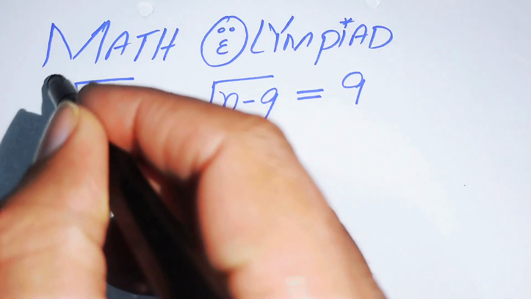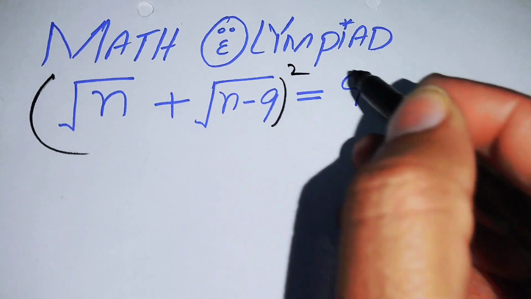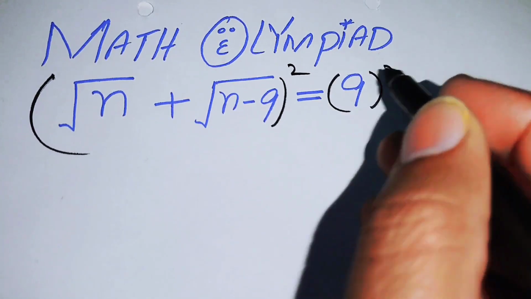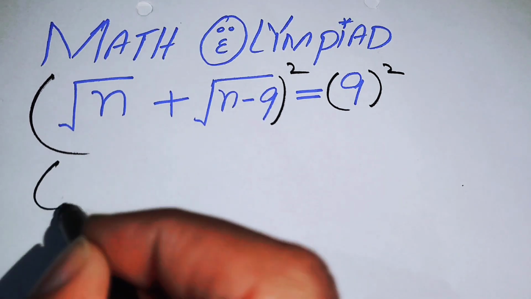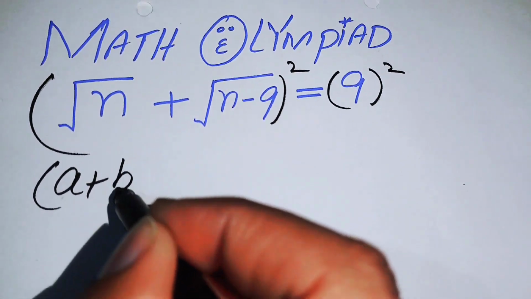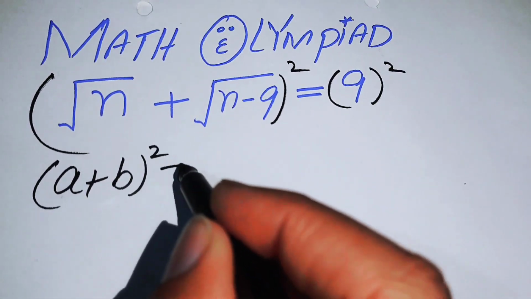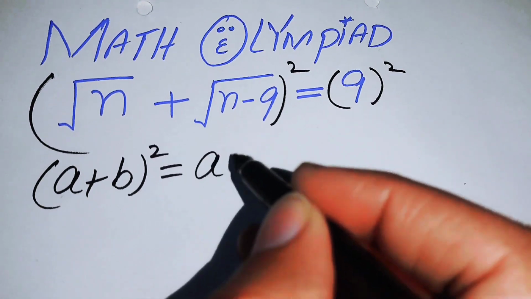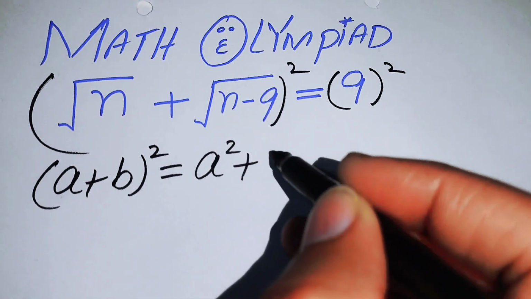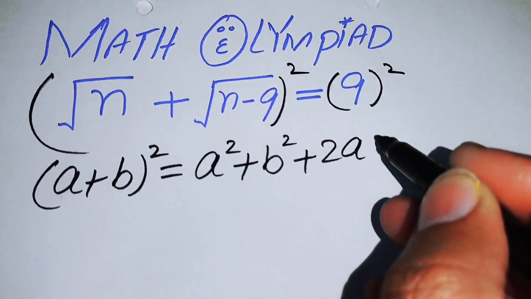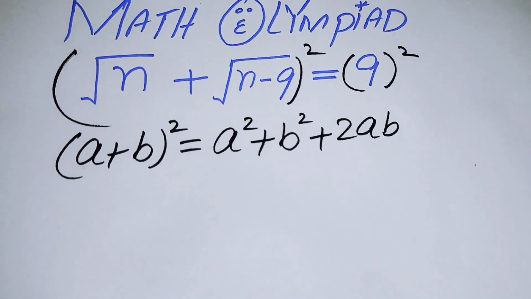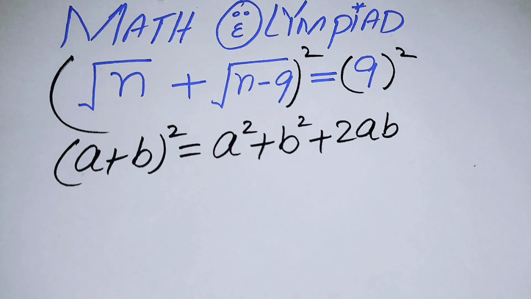So the very first thing we are going to do is take the square on both of the sides. If you take the square on both sides, it will look like this form. And after that we will use the nice square identity. You know this identity: (a plus b) whole square equals a square plus b square plus 2 times ab. So now we use this identity and find the value of n.